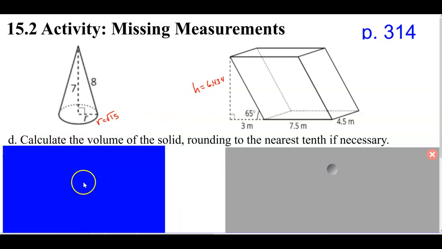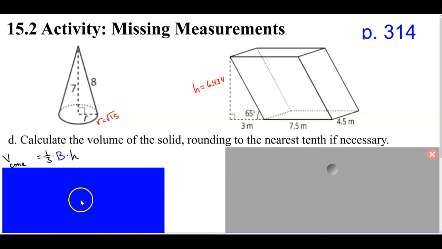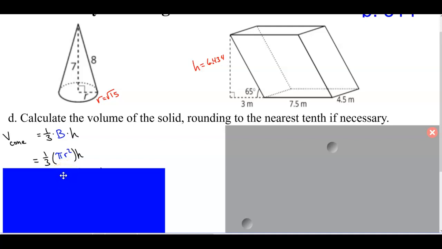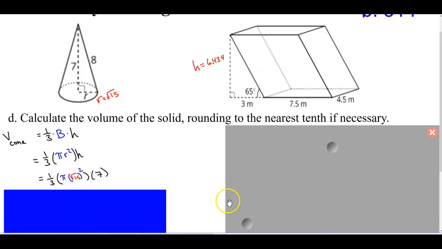Okay, now that you've had a chance to try it, let's work through it. First thing is I have a cone. The volume of a cone is 1/3 the area of the base times the height. So I have to find the area of the base first. I know the height is 7. The area of the base is pi r squared. So if I take the radius and square it, here's why leaving it as the square root of 15 is beneficial. If I plug the square root of 15 in for the radius, and 7 for the height, notice the square root and the square are going to go away.